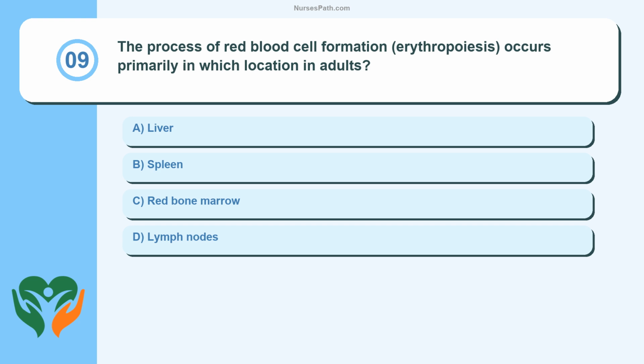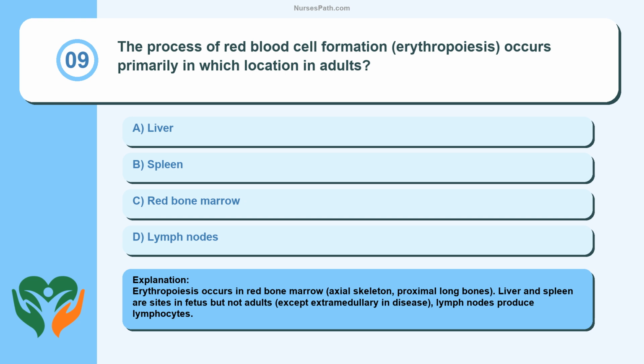Question 9. The process of red blood cell formation, erythropoiesis, occurs primarily in which location in adults? Liver, spleen, red bone marrow, lymph nodes. Erythropoiesis occurs in red bone marrow, axial skeleton, proximal long bones. Liver and spleen are sites in the fetus but not adults, except extramedullary in disease. Lymph nodes produce lymphocytes.